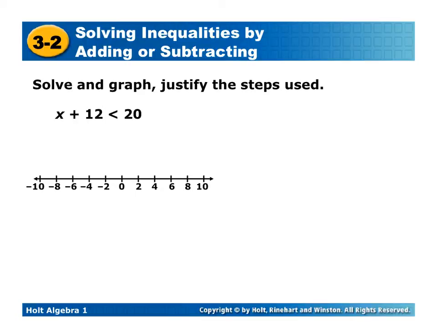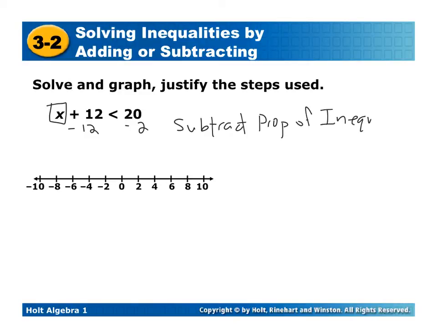So here we have x plus 12 is less than 20. If I'm solving for x, I'm going to do the inverse operation of adding 12, and I'm going to subtract 12 from both sides. So this would be the subtraction property of inequality. And now the 12s will cancel out, and I have x is less than 8. So now I'm going to go ahead and draw an open circle at 8 because the value of 8 is not included as a solution, and my arrow is going to go to the left.